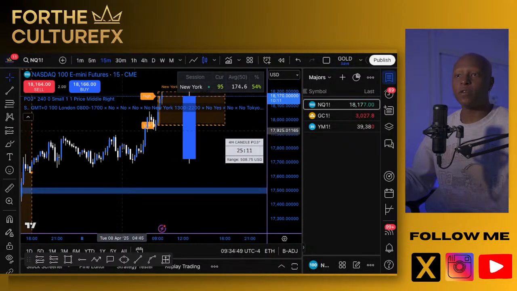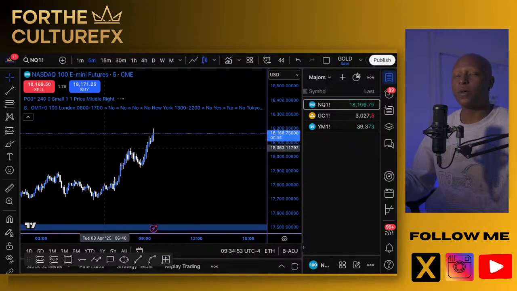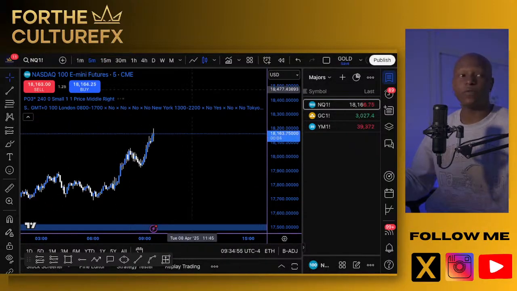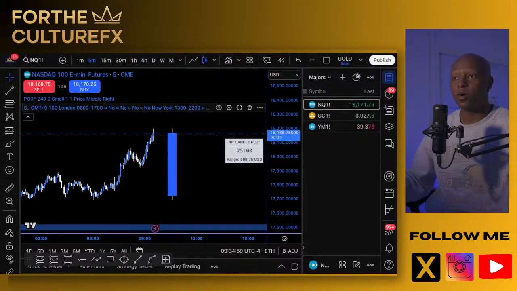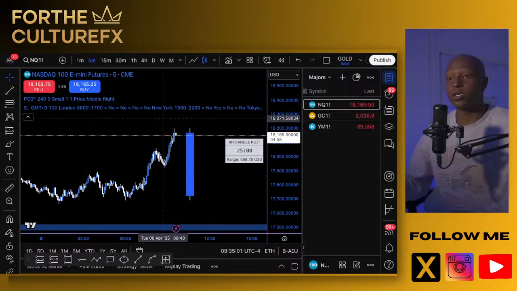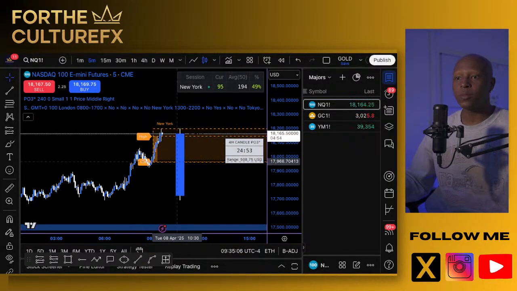So what am I looking for here? Well, we just seen that our opening range high has been swept. I would have loved the opening range low to be swept first, but it's okay. We can't be beggars in the markets. So what I'll be looking for is a correction back down and then a continued bullish push to the upside.